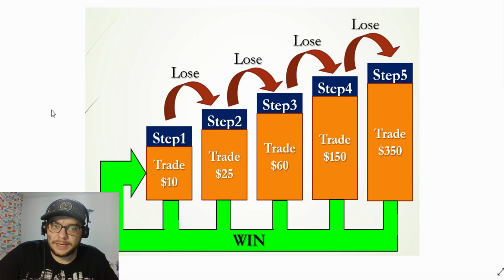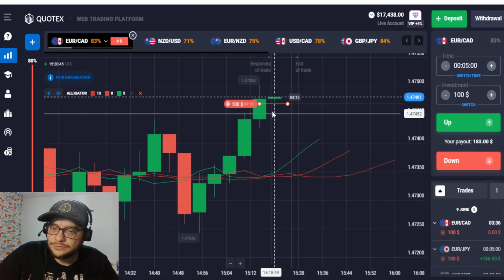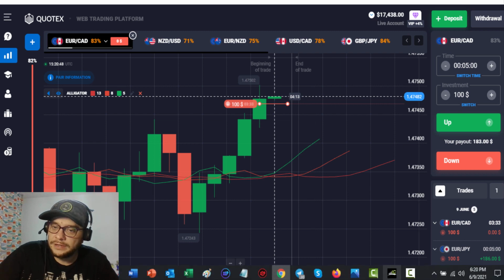Don't forget about my Martingale system. If you are experiencing 1 or 2, 3 or 4 losing trades, then you can follow these steps. Let's say you are trading with $10, then if this one is a losing trade, then you can trade $25, and then again $60, and in this way you will recover your losing trades. This is money management. All right, so let's go back here. Oh, and this one is going up. That's no problem. I will use Martingale.